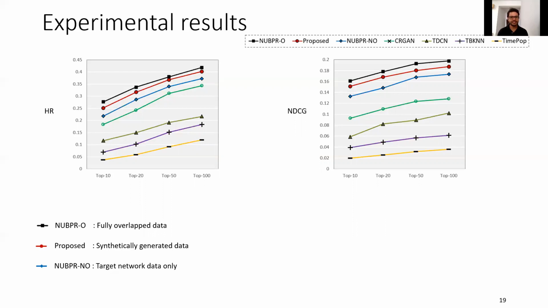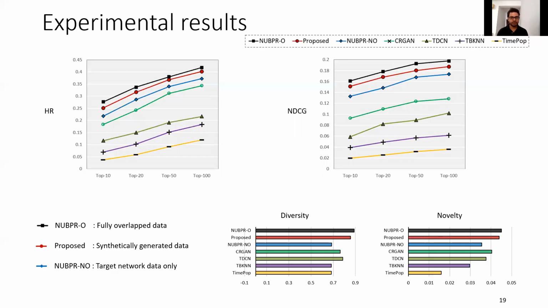And the black line considers the same set of users as overlapped users and uses both source as well as target network real data. So this is like the gold standard that we need to reach. We need to come as close as possible to this line. So as the first attempt to generate the missing preferences, I think we have taken a considerable step towards this line. And also the diversity and novelty measures showed that the proposed approach could get closer to the gold standard.